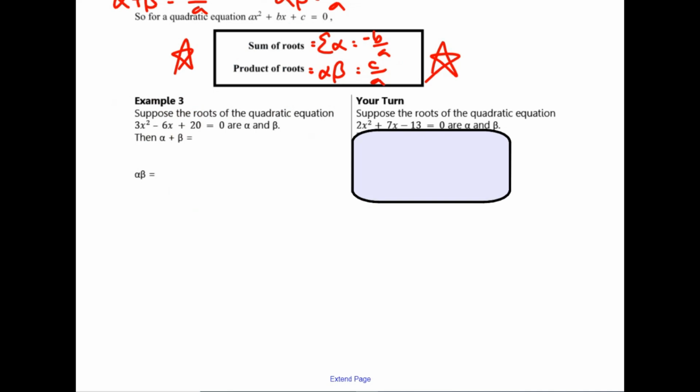So this first one, we've got a quadratic equation, and we're being asked to write down alpha plus beta. We know alpha plus beta is equal to minus b over a. In this case, b is minus 6 and a is 3. So I get minus minus 6 over 3, which gives me 2 for the sum of the roots. Alpha beta is always equal to c over a, which in this case is 20 over 3. So I can write those down without working out alpha and beta. Have a go at it, try it, and I'll reveal the answer in a second.